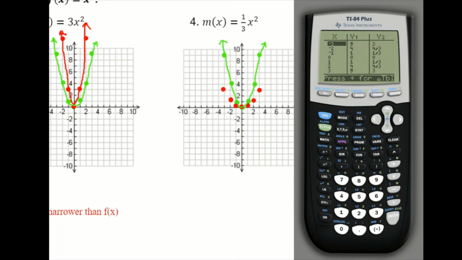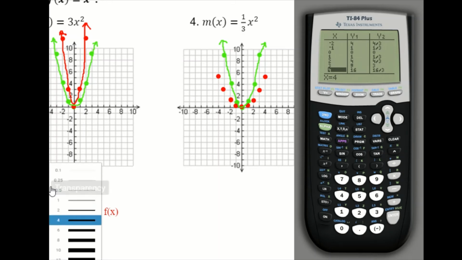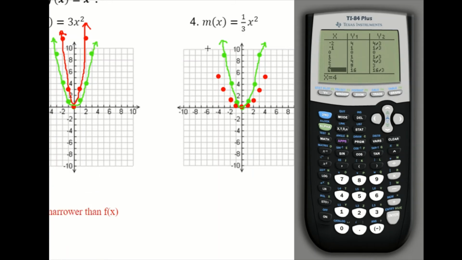And then if I scroll down, I could get more points here if I really need to. Let's see, so 4 is 16/3, which is about 5.3. So that's going to be the last one I plot here. I could probably fit more, but I think we kind of get the point. I don't want to spend too much time just plotting a million points here when really our goal is to be able to compare the two graphs at this point, which I think we can do.